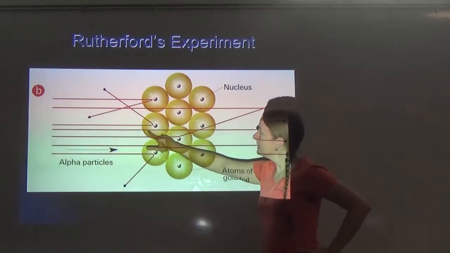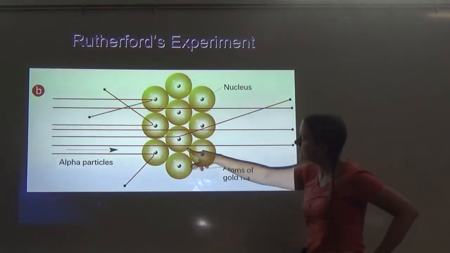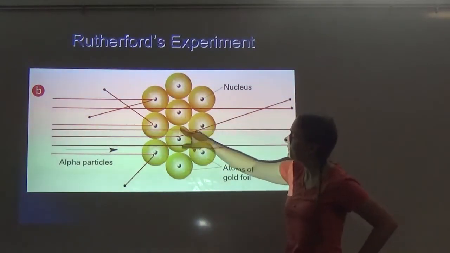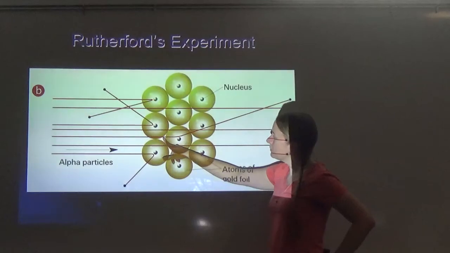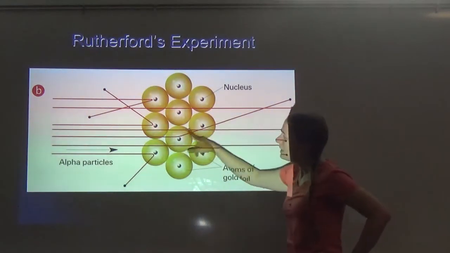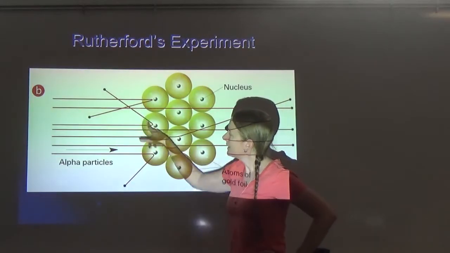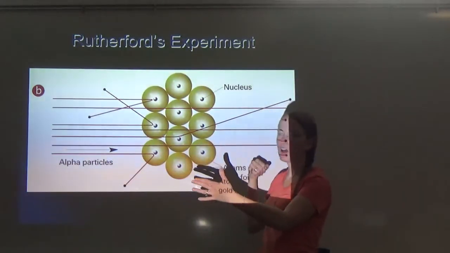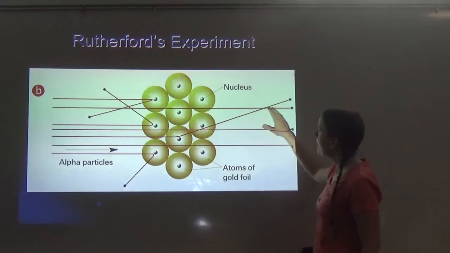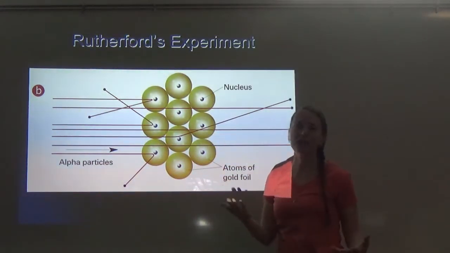Okay, so you can see that many pass straight through because they don't come near the nucleus at all. You can see the nucleus in the center. Some of them, they kind of deflected. That means they kind of skimmed the side of the nucleus. And then the ones that actually bounced back, they hit that nucleus dead on and then bounced back from there. Okay, and so all those that just pass straight through, they only pass through the electron cloud.